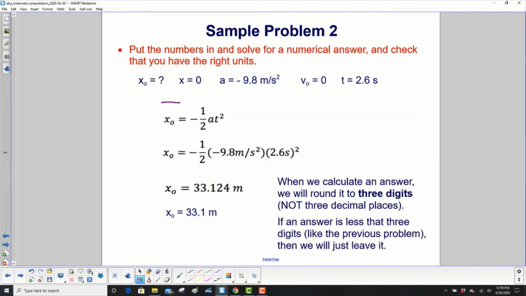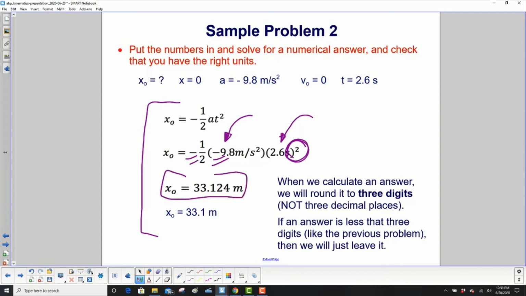Finally, we're ready to put the numbers in. So we have minus 1/2 times negative 9.8 meters per second squared because it's accelerating down. And here's our time. And one of the most common mistakes on this particular problem is forgetting to square the time. So please square the time. And what's cool here is the negatives will cancel out, so we'll be left with a positive height.